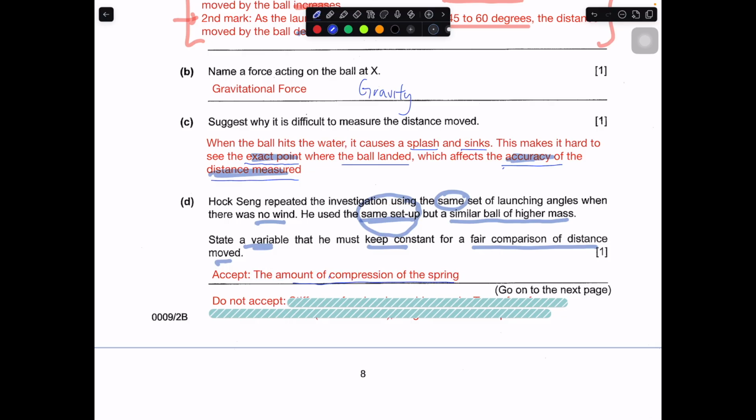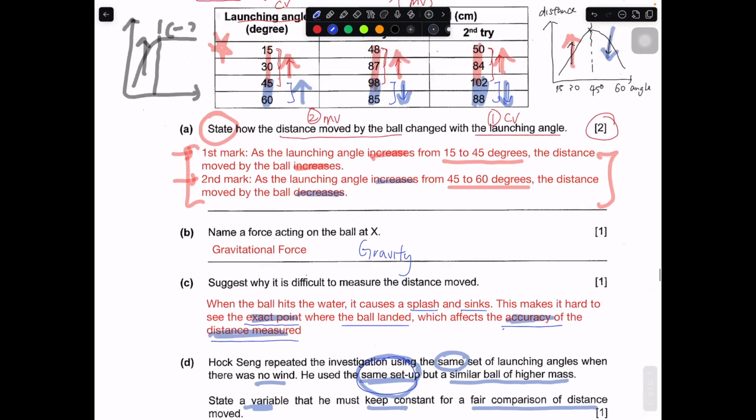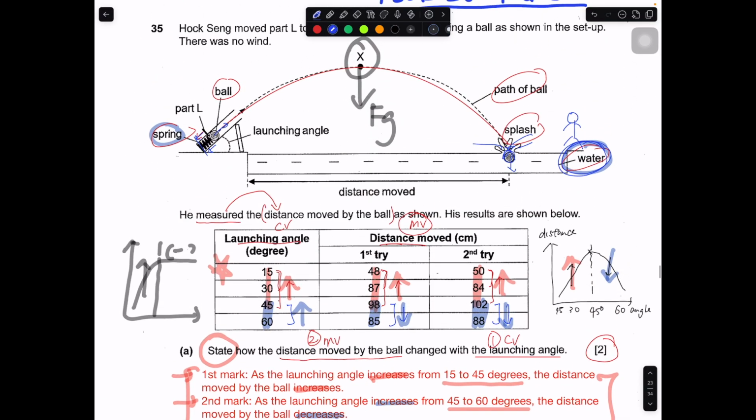Certain answers will not be accepted because I already told you same setup. So you cannot tell me the stiffness of the spring, the launching angle, or the type of surface where the ball lands, water versus sand. You cannot say this kind of thing. Nor the height of the launch position, which is this part. Maybe you put another platform over here and raise it up higher. Then there is more than one variable changed, and this is not a fair test.